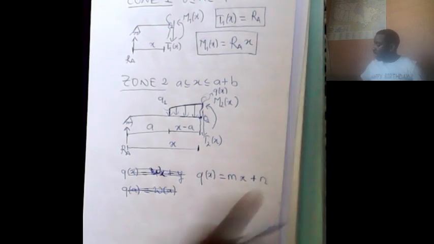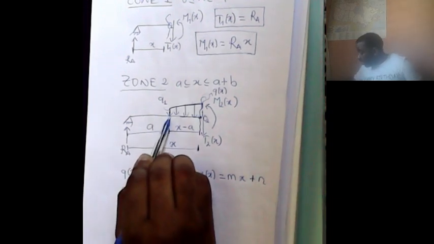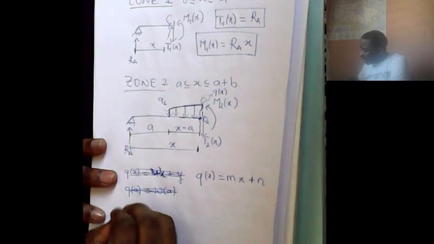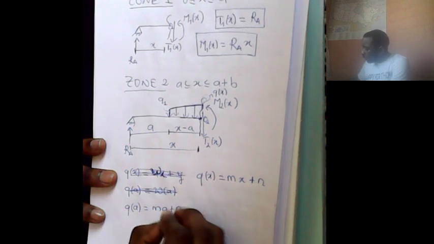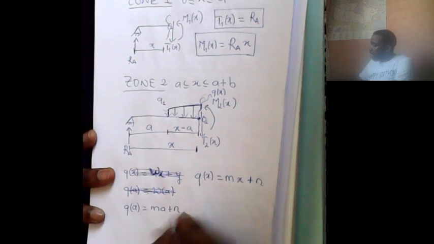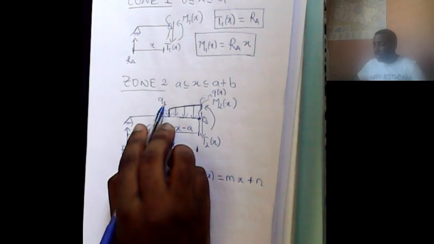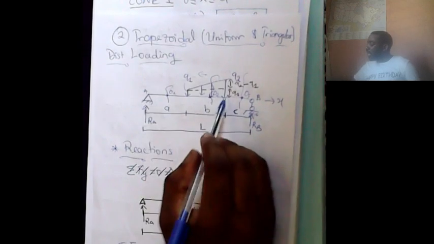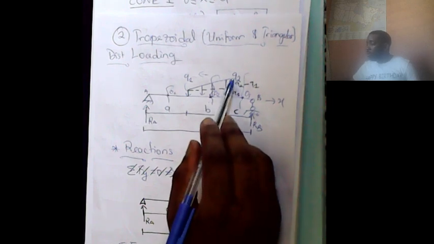Okay, so we are looking for the value of m, we are looking for the value of n, right? So at x equals a, which is here, the value of q of x will be equal to q1. So what I'm saying is that q of a will be equal to ma plus n. We're just replacing everywhere we see x by a. And the corresponding value will be q1, which is this one. Okay? And then we know from the original diagram also that at x equals a plus b, we will have the value of q of x to be q2.